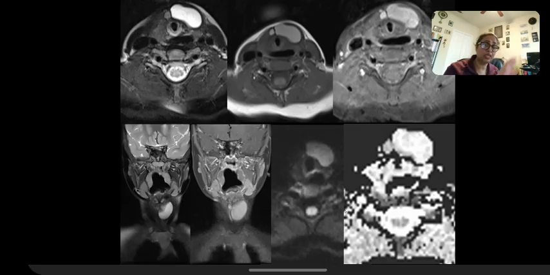And if you look at it, you can see that it's actually within the substance or just below the strap muscles. So it's located between or within the strap muscles and the thyroid gland. It's not exactly in the thyroid gland, so it's perithyroidal. But the other thing is that it's a little bit more superior. It's not like the type 4 branchial cleft coming from here and going down. It's still up here.